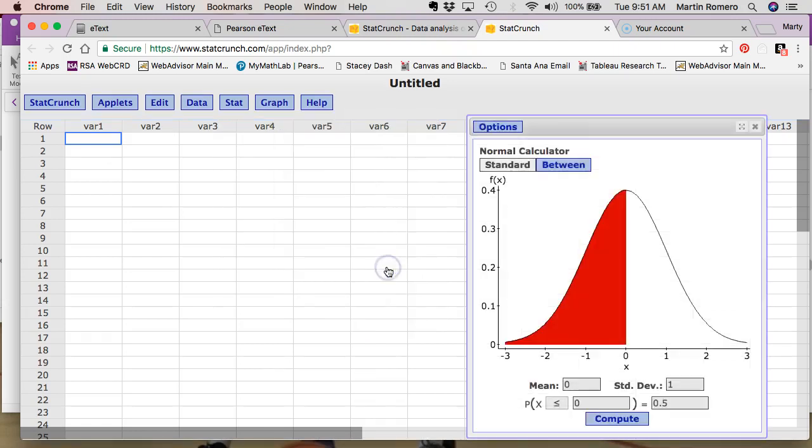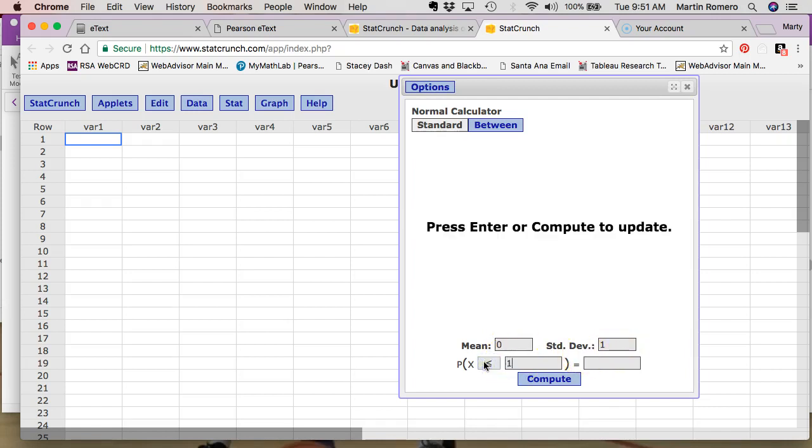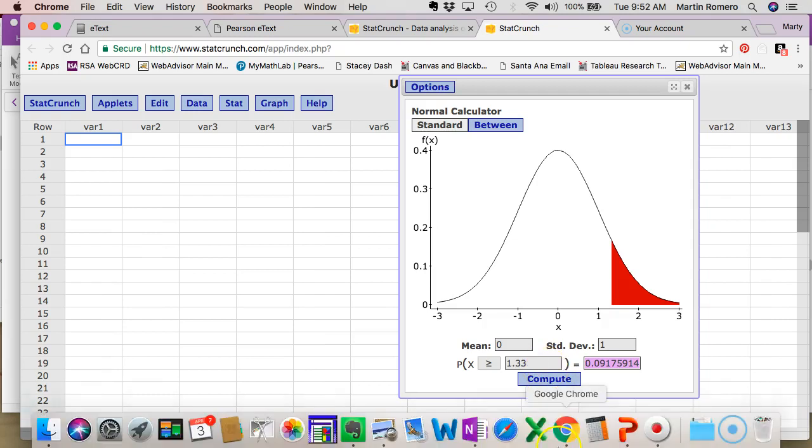Found it. There it is. Notice you get a normal curve. The mean is 0, standard deviation is 1, and I would put 1.33 in here. This is what we're going to do a lot of. What's the probability I score more than that? And the answer is 0.092. 0.092 would be the answer to that.